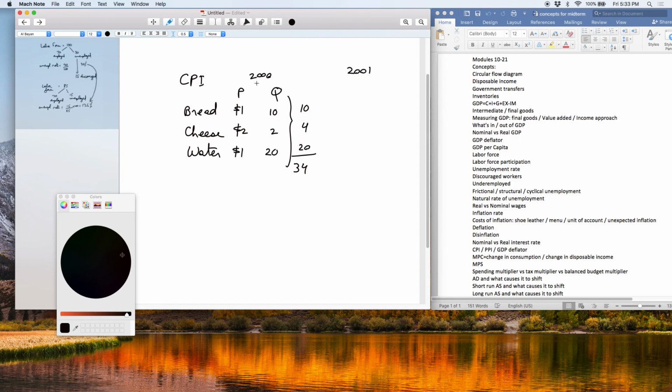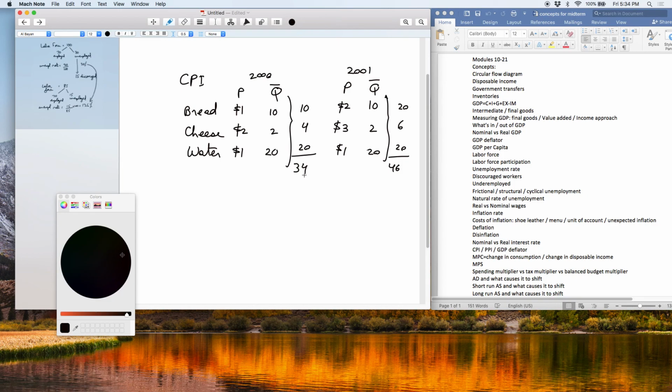now I'm interested in the changes in price. I don't want a change in quantity. So I'm going to hold quantity constant in the base year. So I'm going to say, let's assume the quantity is always going to remain 10, 2, and 20. And now, if I find out in 2001, the price of bread is 2, the price of cheese is 3, and the price of water is still 1. So then the value of the basket in 2001 is 26 and 20, that's 46. Okay? So by comparing the value of the basket over time, that's how I can measure the price level.